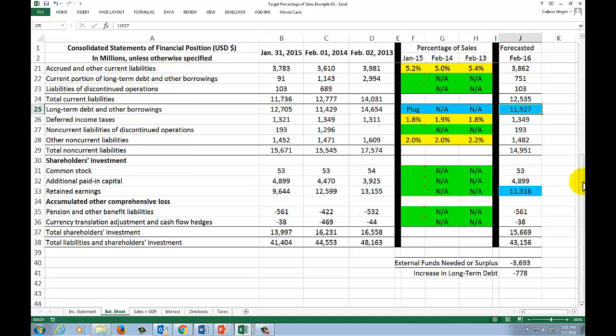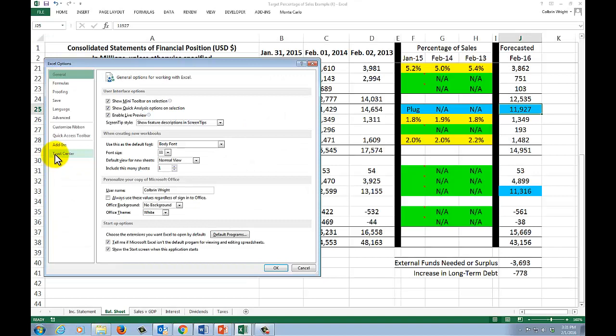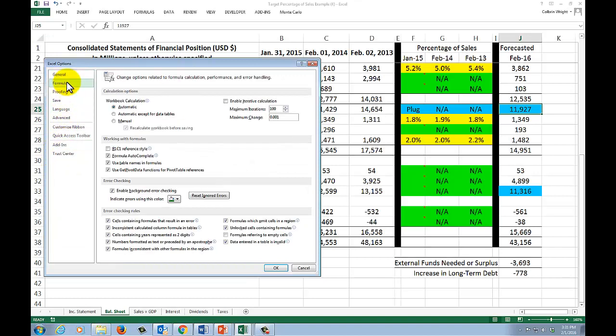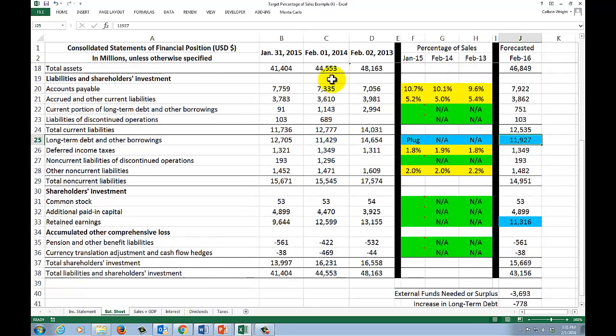So what I'm going to do is hard code in a number for long-term debt. I just hard coded in that number. And what you have to do is go to File, Options, Formulas, and you have to click Enable Iterative Calculation and click OK. Now what we're going to do is use Goal Seek.